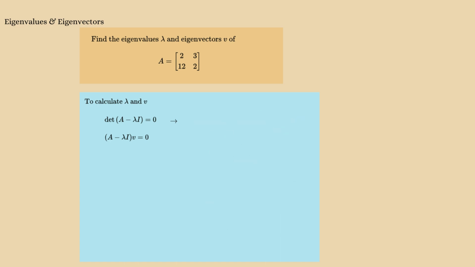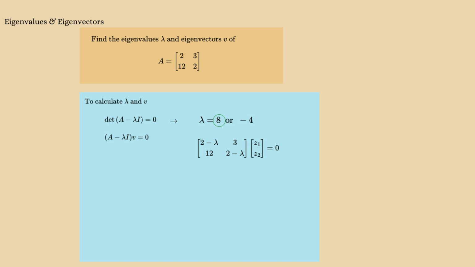Let's record our final answer for lambda above and try to make use of the second equation, (A minus lambda I) v equals 0, to solve for the eigenvector v. Firstly, we can replace our A minus lambda I by [2 minus lambda, 3; 12, 2 minus lambda], as before. Here we are assuming our eigenvector v is equal to a column vector [z1, z2]. Since we have two different values for lambda, we are going to discuss each case separately.